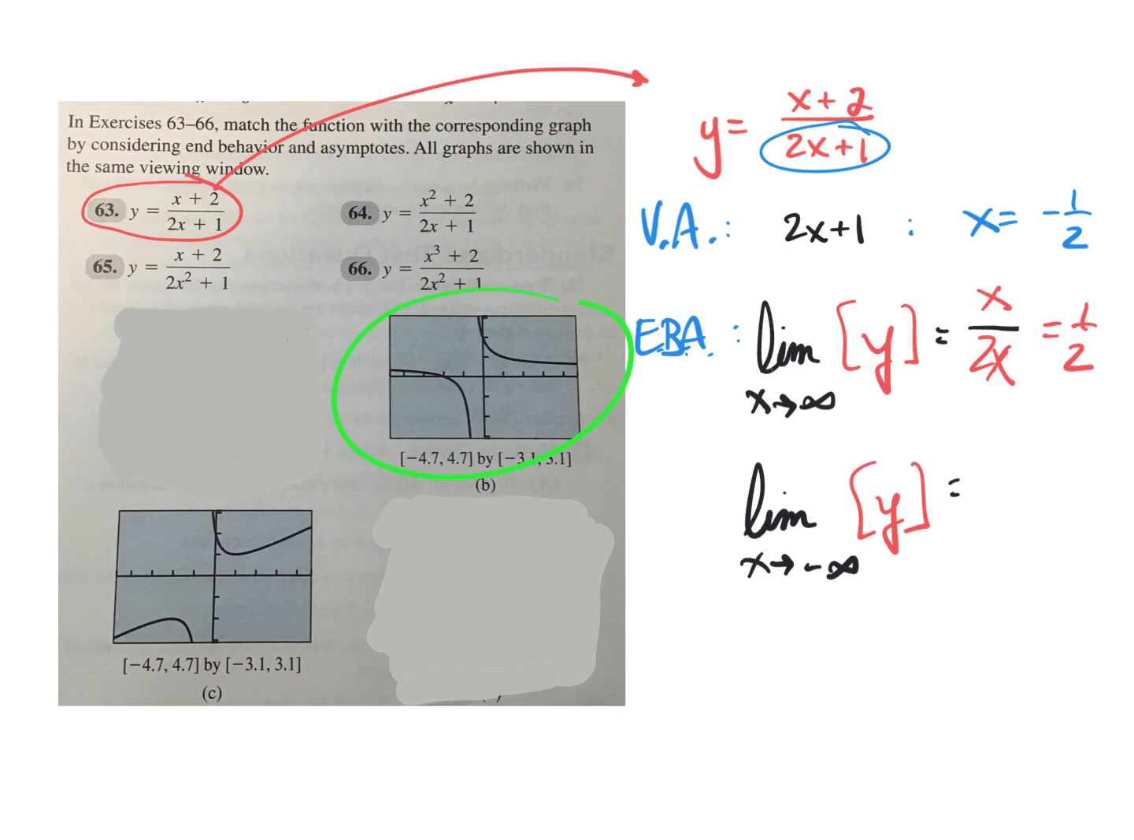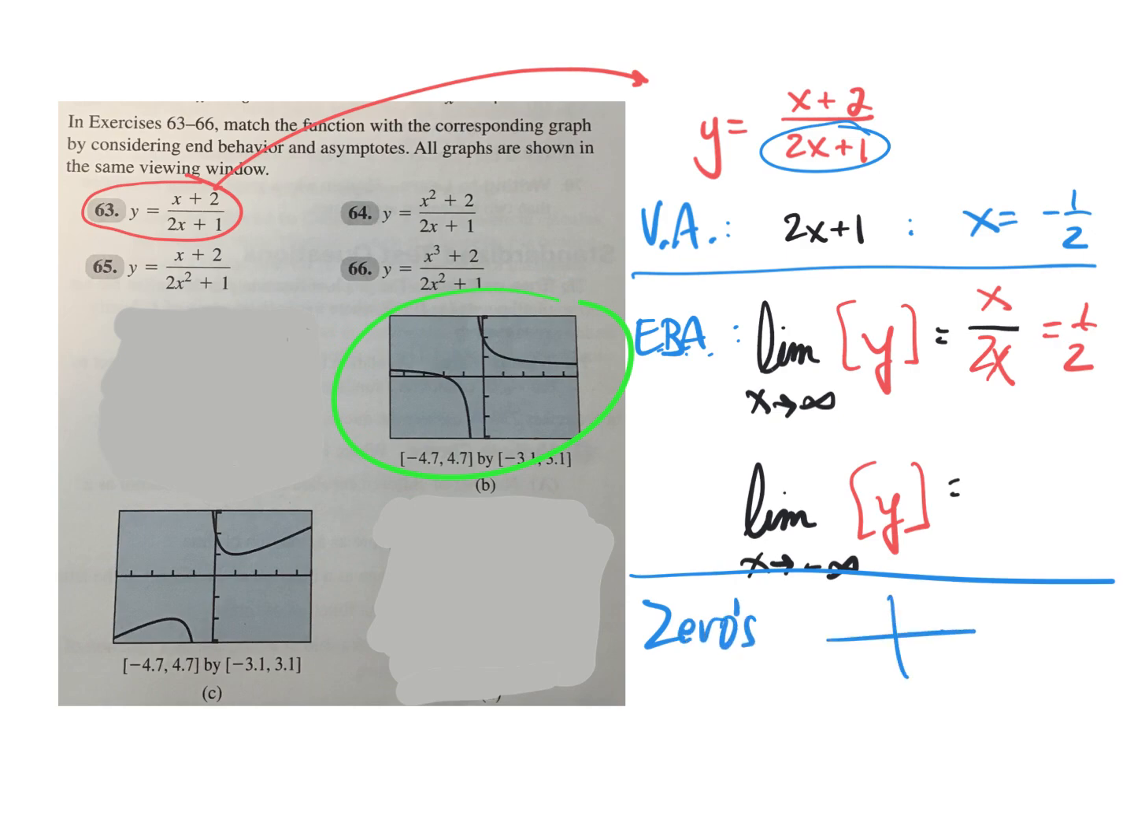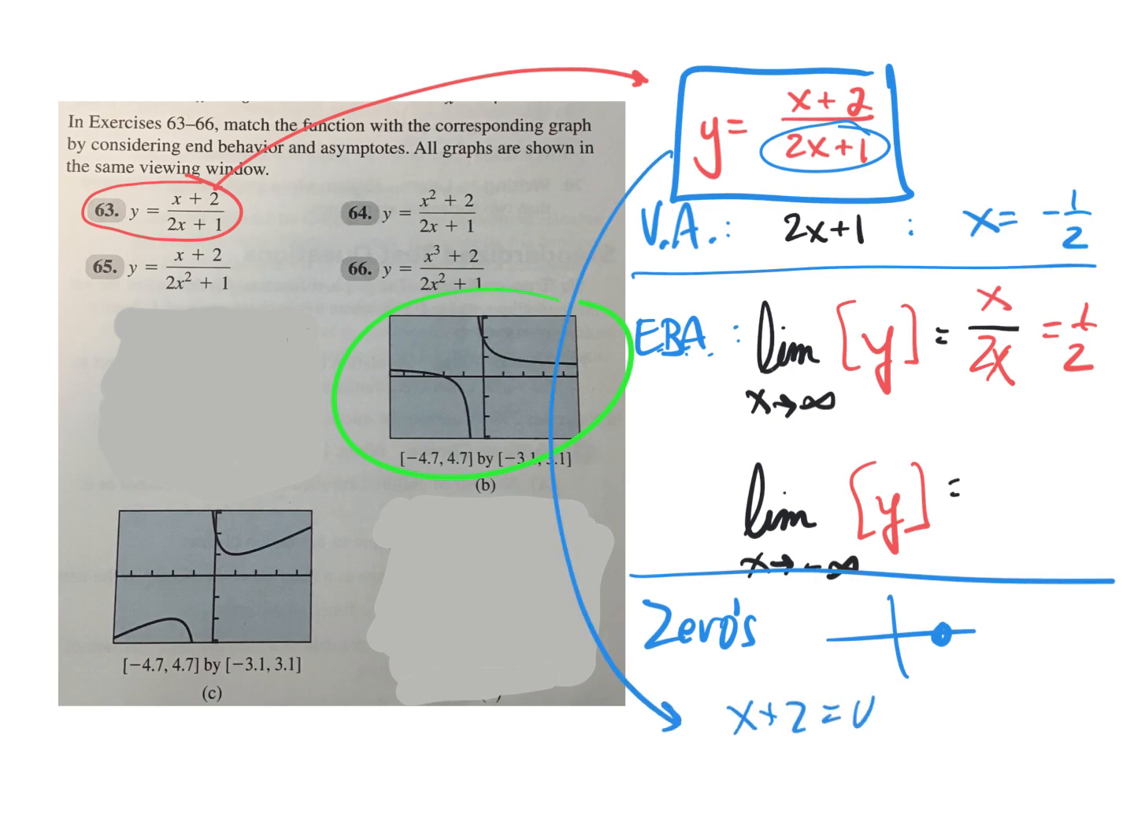And by the way, there's another thing to keep in mind, and that is zeros. When is the y value equal to 0? If the y value is 0, you are an x-intercept, right? So when is this y value equal to 0? When the numerator is equal to 0. And when is the numerator equal to 0? When x is negative 2, which existed in this graph, but not in this graph. So there's many reasons why we knew this is the correct answer for number 63.